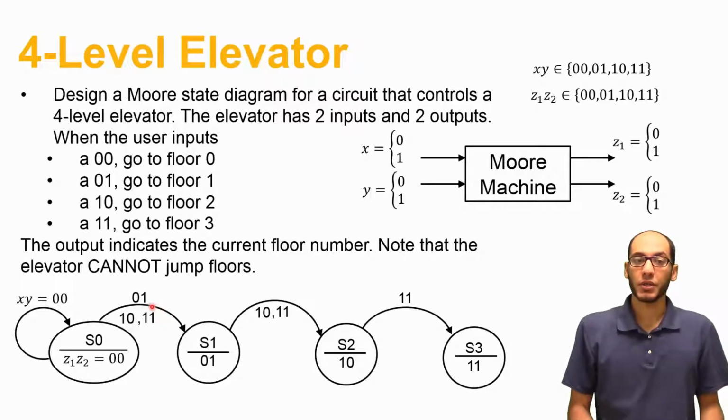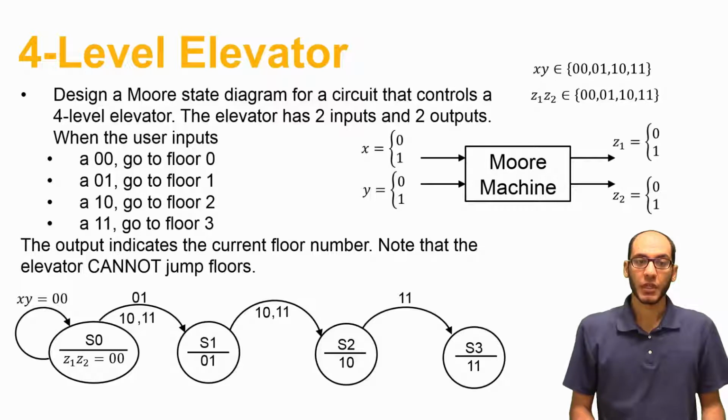And the reason why I combine 3 arrows together is just to make the system a little bit easier to read. So this arrow represents that I'm going to go from state S0 to state S1, whether I receive an input of 0, 1 or a 1, 0 or a 1, 1.